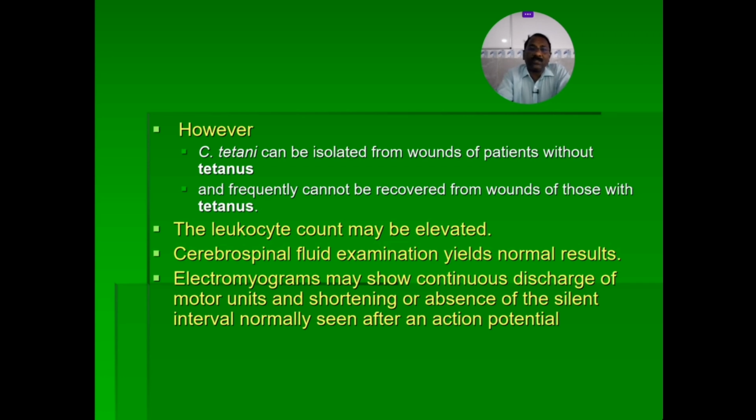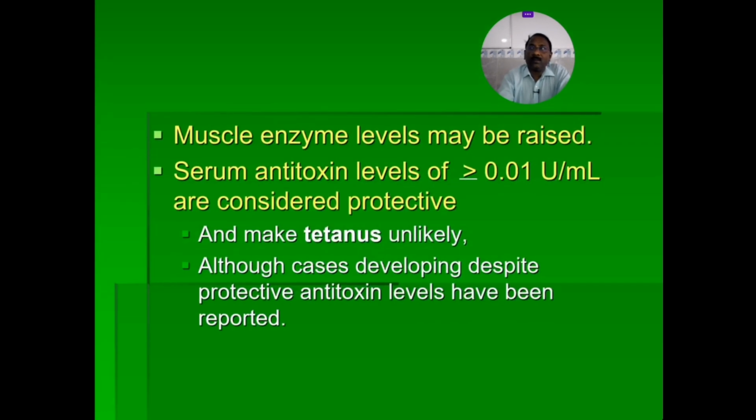Electromyograms may show continuous discharge of motor units and shortening or absence of the silent interval normally seen after an action potential. Muscle enzyme levels, such as CPK, may be raised. Serum antitoxin levels more than 0.01 units per ml are considered protective and make tetanus unlikely. Although cases developing despite protective antitoxin levels have been reported, most patients don't have these antitoxin levels.